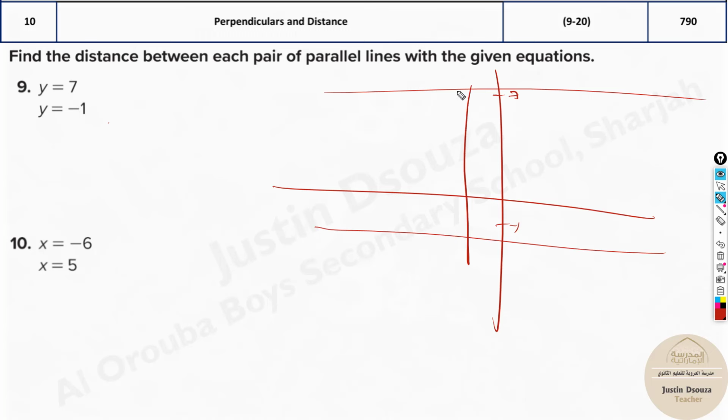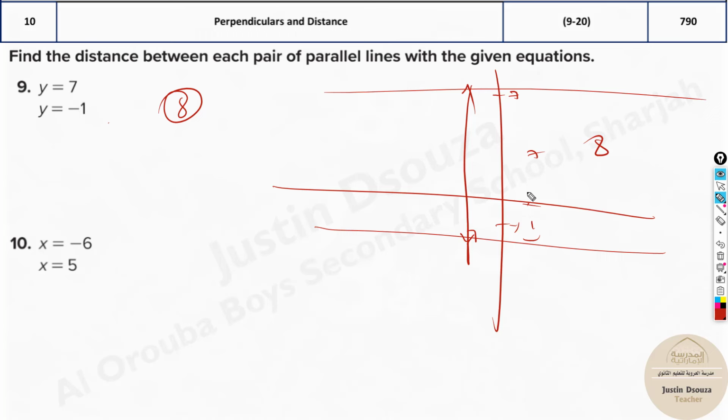What is the distance? Distance is always the perpendicular distance, the straight line, 90 degree. So over here it's 7 and you need to add even this. 1 and 7, how much is it? 8. So the distance is 8 here. Very simple, right? What about this x1?